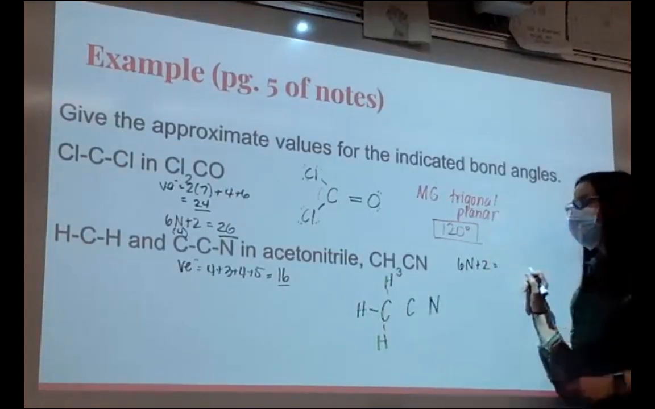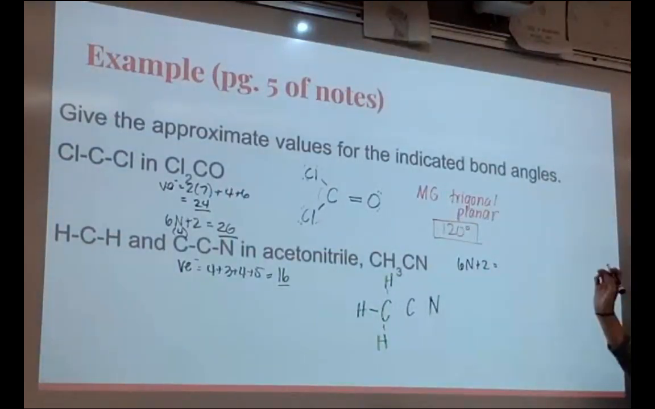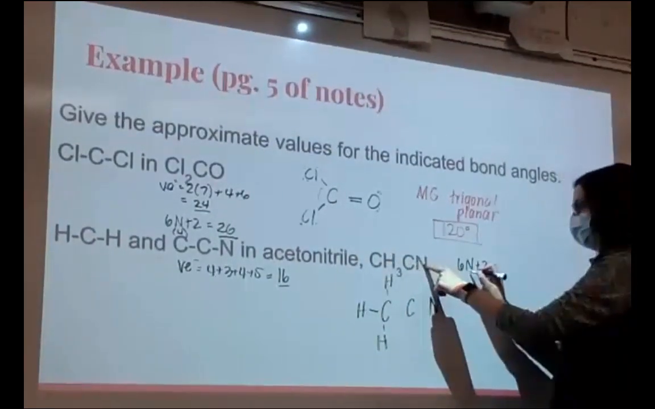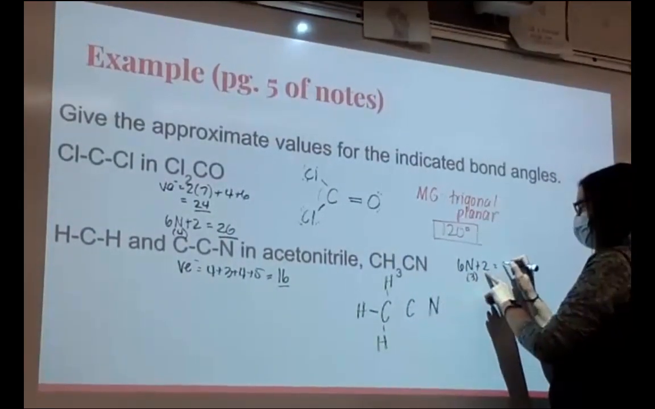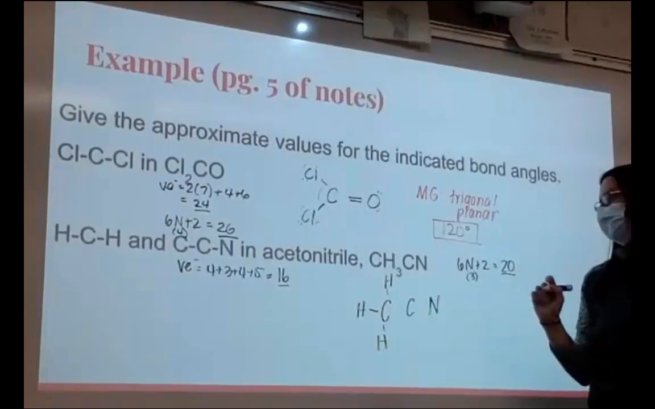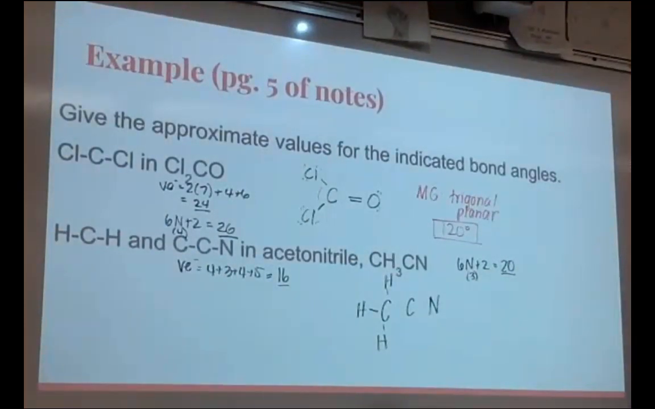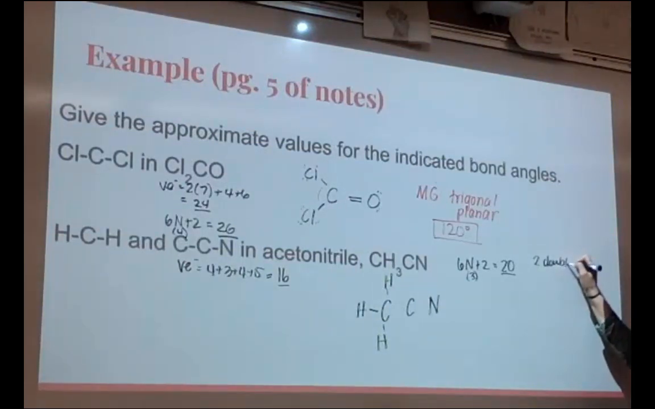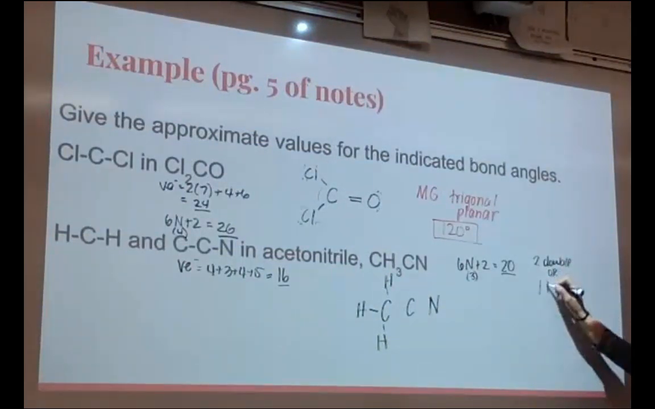N is the number of atoms, not hydrogen. So I don't count hydrogen in here. 1, 2, 3. So 18 plus 2 is 20. So there's a difference of 4, which means 2 double or 1 triple. Now here's where we have to kind of think a little bit.